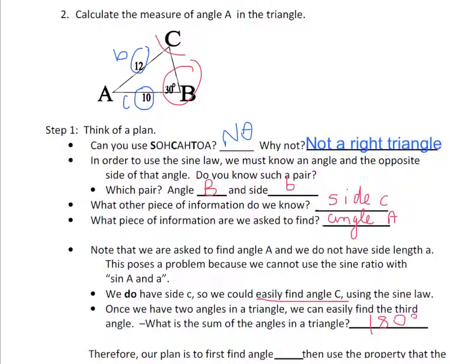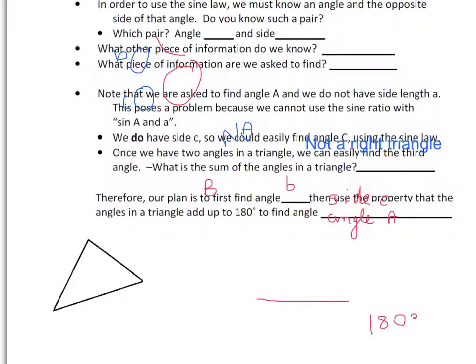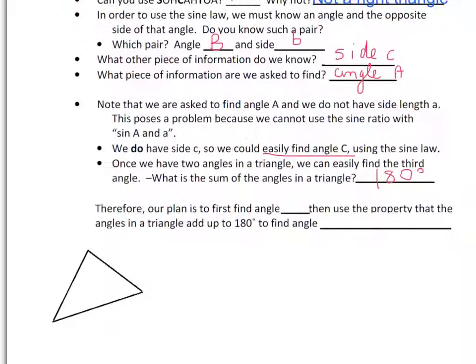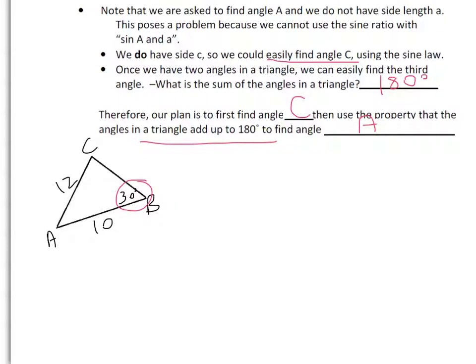So then we'll be able to find angle A. Therefore, our plan is to first find angle C, then use the property that all angles in a triangle add up to 180 to find angle A. So if we use the sine law, we have angle B and side B, and we need to find angle C, and we have side C. Two angles and their opposite sides.